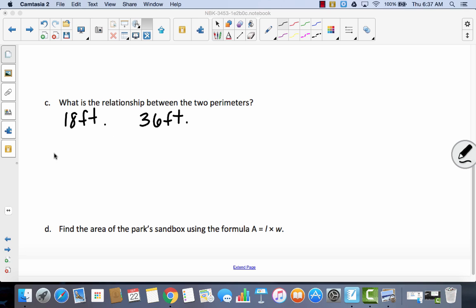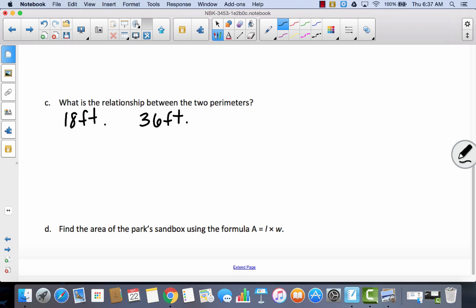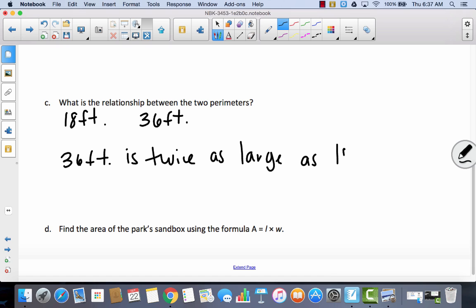I hope that you were able to come up with 36 feet is twice as large as 18 feet. Because that's the truth. 18 plus 18 equals 36. So we double the length, we double the width, and our perimeter doubled. Interesting.